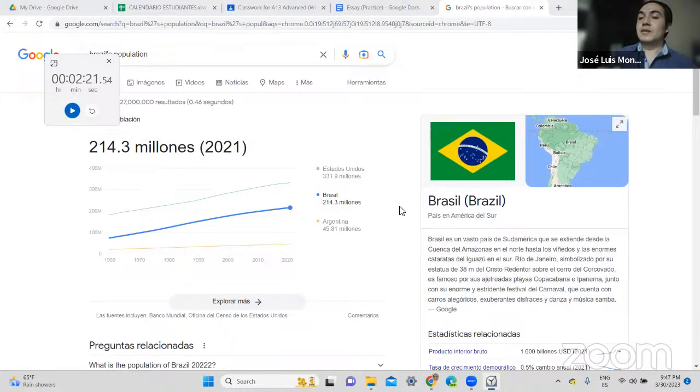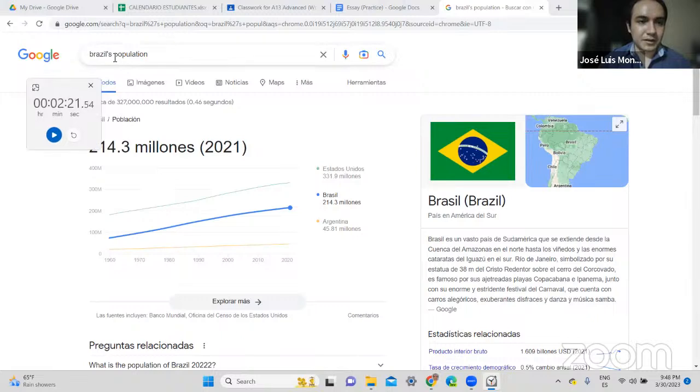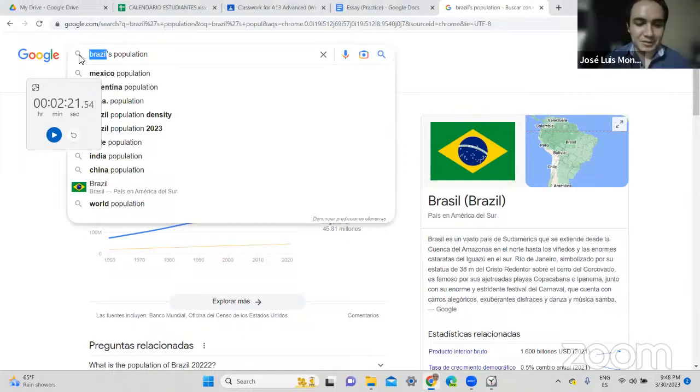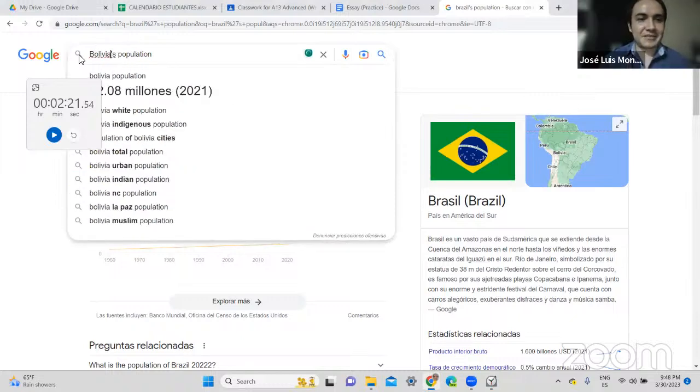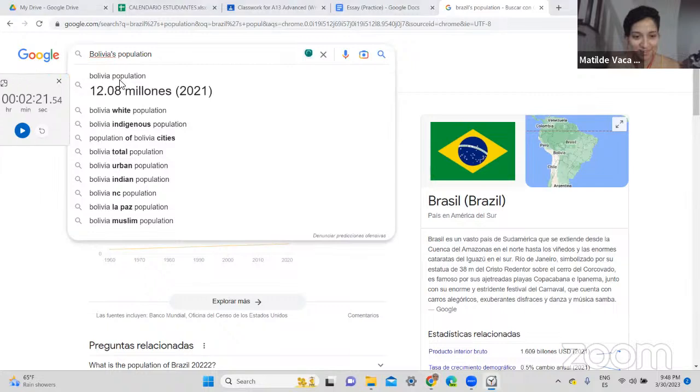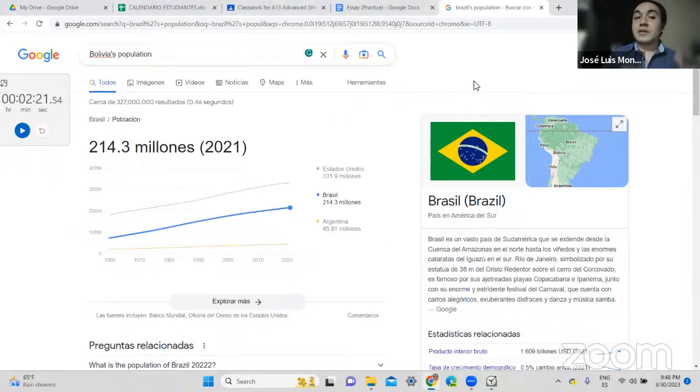214. Okay, so we can say then these two groups, Bolivia and Brazil, have a population of, I don't know, Bolivia it's 12 now. Yeah. Well, we need a census. Okay, let me check. It's 11 million in the last census, if I'm not wrong. Yes, well, let's say 2021. I don't know where they are getting this information from, but let's say 12. Okay, so Bolivia and Brazil have a population of 12 million and 214 million people, right?